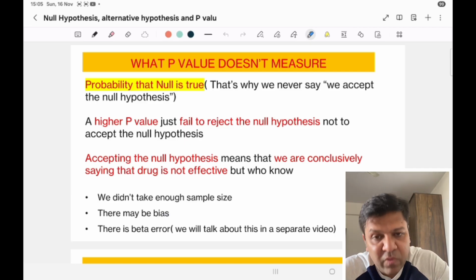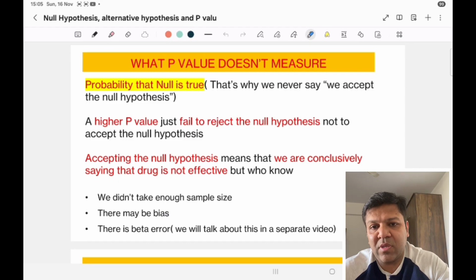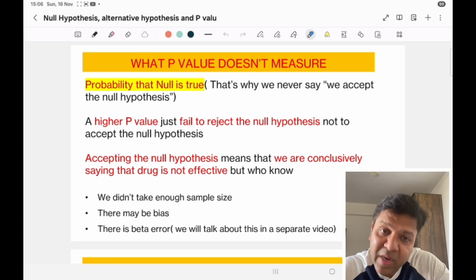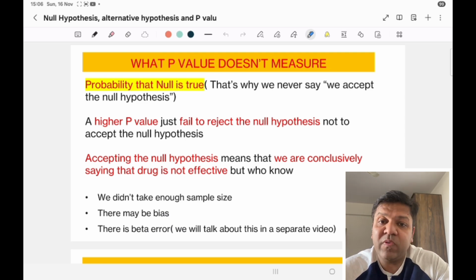So when we don't find statistically significant data, or when we get a higher p-value, we just say that we failed to reject the null hypothesis. We failed to prove that the drug is effective. We are not saying that the drug is ineffective. We are saying that we failed to prove statistically that the drug is effective.